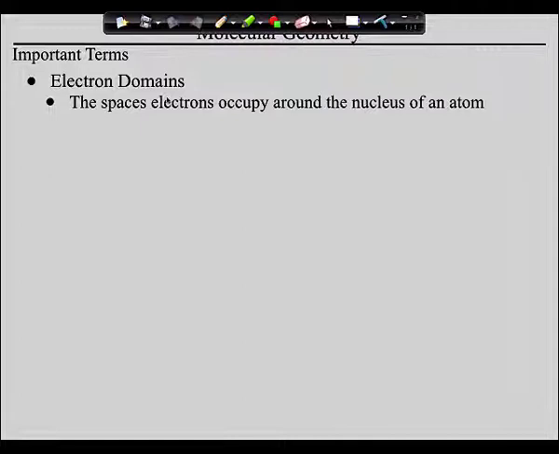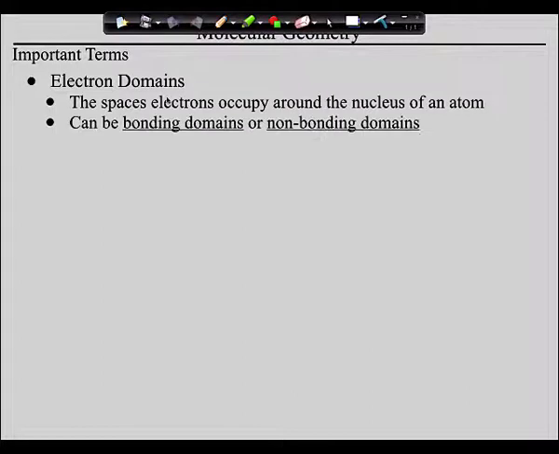Now guys, don't write down the next bullet point because I've already given it to you. So here's where we are. Electron domains are the spaces that the electrons occupy. Now, there can be 2 types: bonding domains and non-bonding domains. But you'll notice I already gave those to you in your notes, so now we just need to talk about what they are. So guys, bonding domains are the shared pairs.